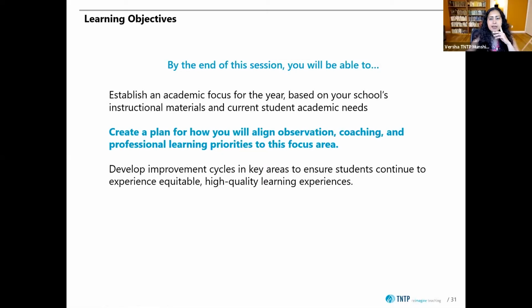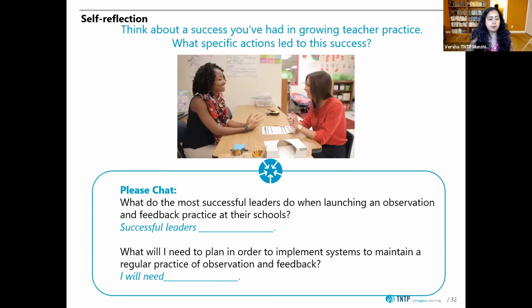Okay, welcome back. Hopefully you had some time to dig in, and I know certainly on the math side, just hear each other's ideas, thoughts, and how you're approaching this work. So now we're going to move into the second part of our session, which is creating a plan for how we will align observation, coaching, and professional learning priorities to these focus areas.